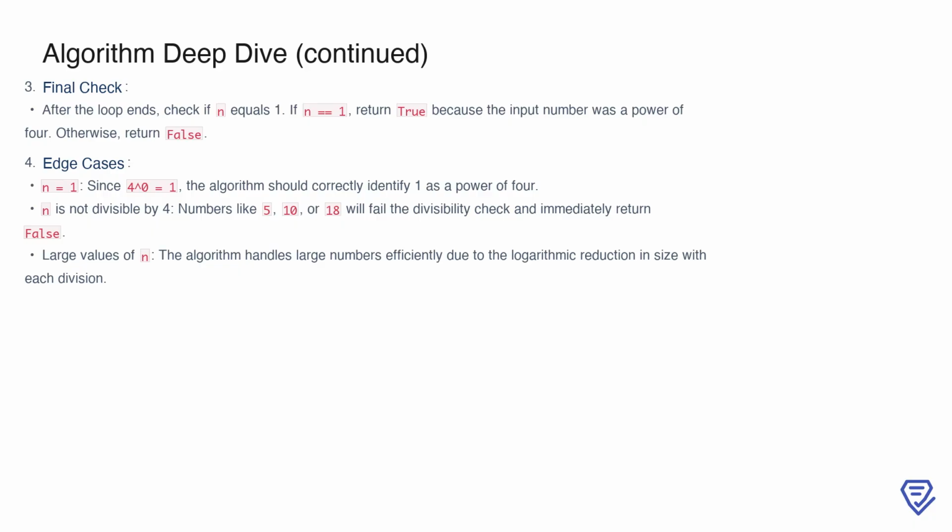Let's consider a few edge cases. For example, the number 1 is a valid input because 4 raised to the power of 0 equals 1. Numbers that are not divisible by 4, such as 5, 10, or 18, will fail the divisibility check and return false immediately. For larger numbers, this approach remains efficient because the size of the number is reduced significantly with each division, ensuring the algorithm handles even very large inputs without performance issues.